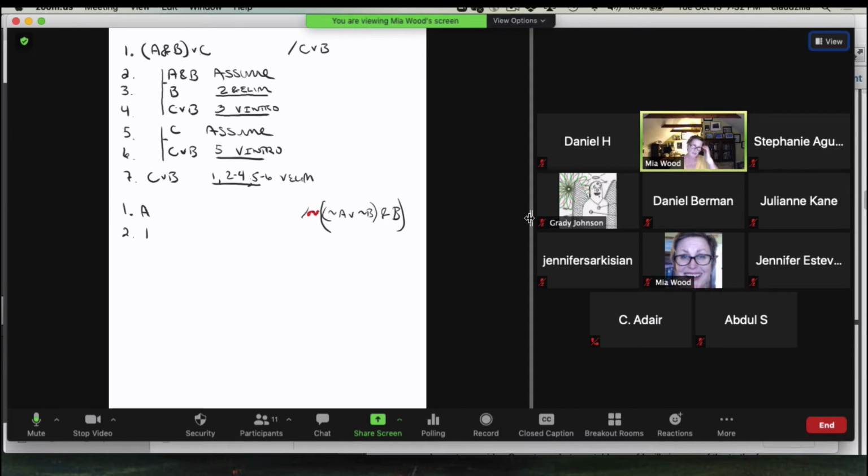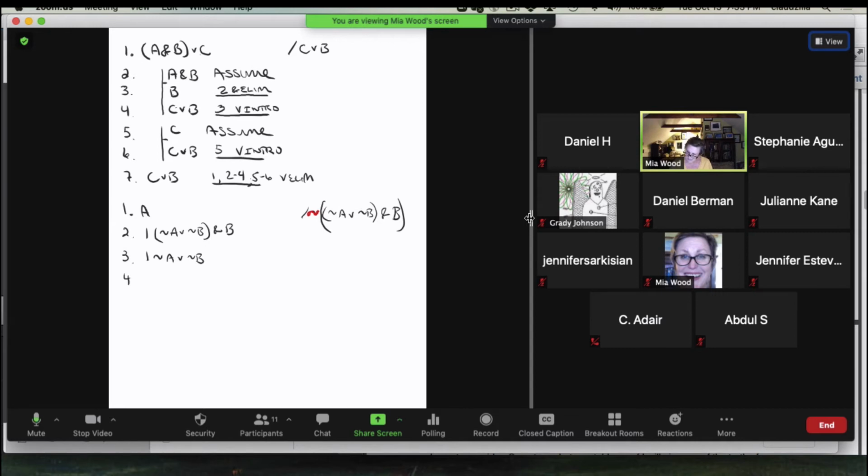So in this case, I'm going to just do the vertical bars now so we can go back and forth between the two. In this case, I'm going to assume it's not the case that A, or it's not the case that B, and it is B. And then at line three, I'm going to need to dismantle not A or not B.